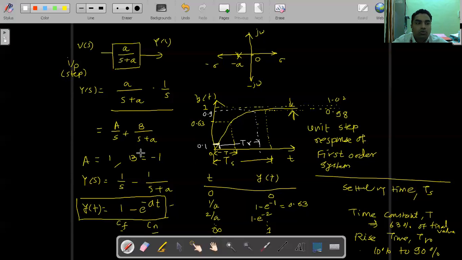Okay, so in this lecture we have seen various terms: order of the system, response of the system, poles and zeros, and also we have seen how to get the step response of the first order system and what are the various time domain specifications of the first order system, that is settling time, rise time, and time constant.